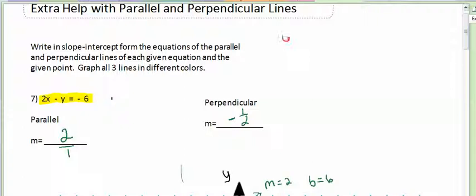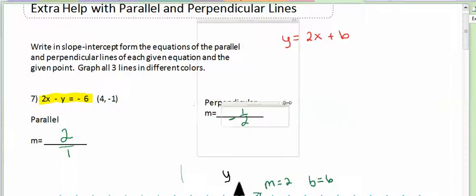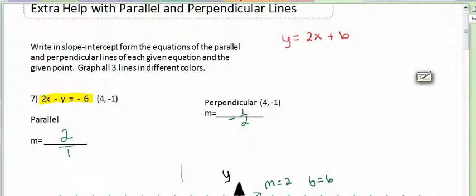So it's going to be y is equal to 2x plus b. Okay, so now I've got my ordered pair. I forgot to put that in there. And then the other one, I'm going to go ahead and put it in here while I'm thinking about it, is also 4, negative 1. That's the two ordered pairs they gave us for the equation. Let me see if I can get rid of those boxes. Okay, so now parallel lines. We're going to use the same slope as the original.